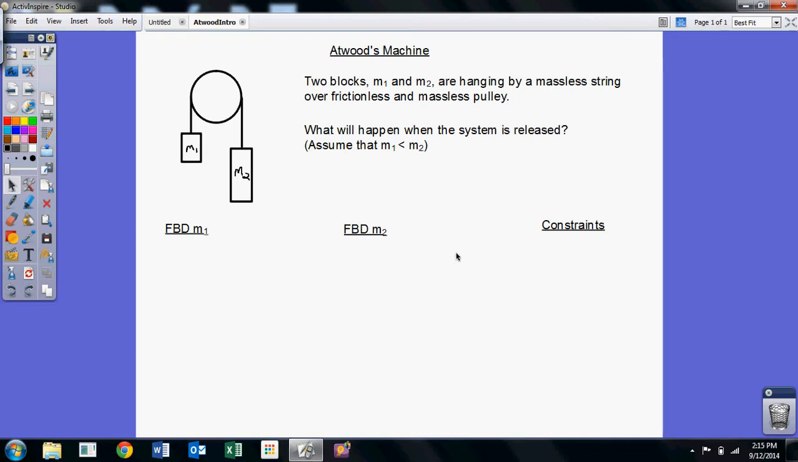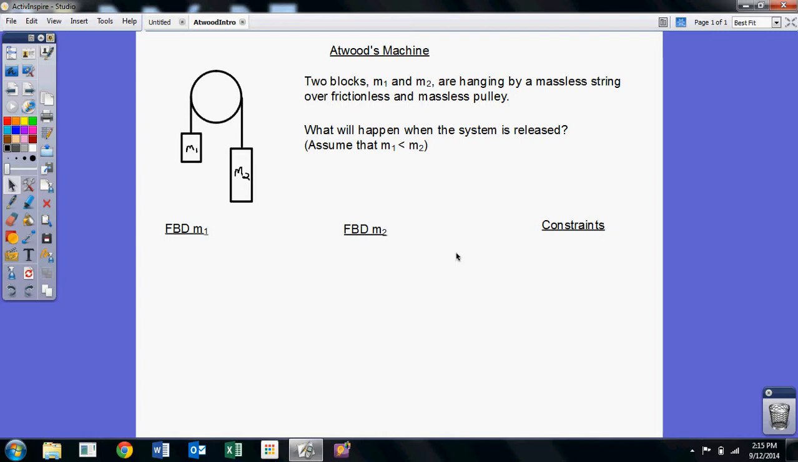Hi everyone, it's Mr. Wells again, and in this video I want to look at a classic type of physics problem. This is called Atwood's machine. In Atwood's machine you have a frictionless, massless pulley and two blocks of different masses hanging over it. If you think about it, what's going to happen when the system is released? We hold the blocks steady, and then we release them.